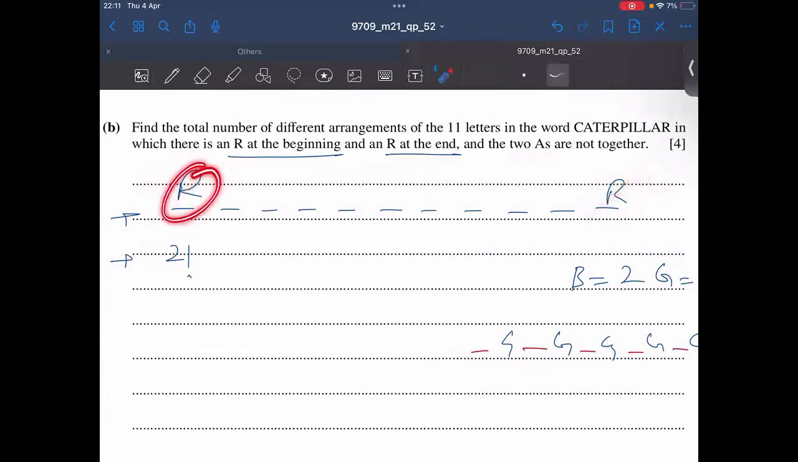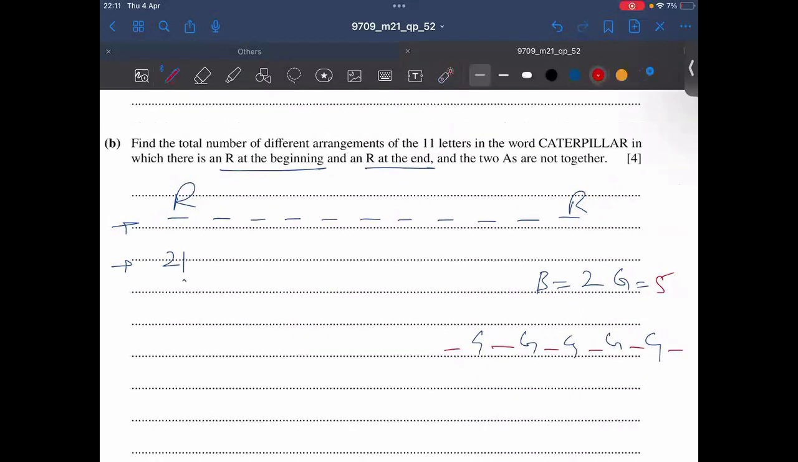Now, apart from these two positions, how many letters are left? If you forget these two R and these two positions, you are left with 9 letters. And also you need to forget about two A's because you're not going to count them. The two A's are not going to be kept together, so you need to not count them as well. So apart from two A's and these two R's, how many letters are left? 7.